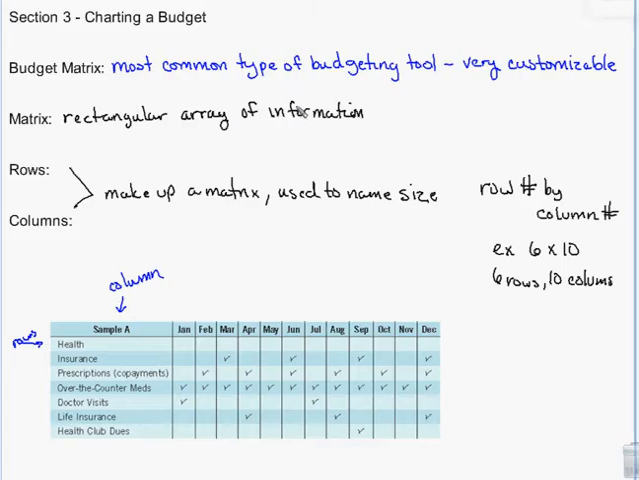The budget matrix is customizable. Here we have what's called a checkoff matrix, or you can actually have dollar amounts in here. You know that you can change it. You can have individual categories, like large categories, or you can have small, really broken down categories. It's very customizable. You can make it as big or as small as you want it to be. And that's why it's really commonly used.